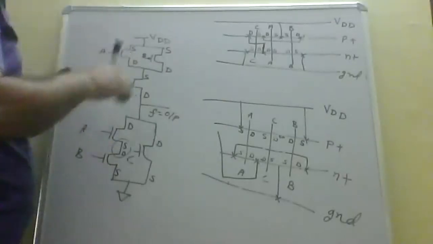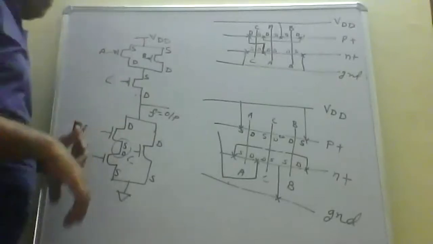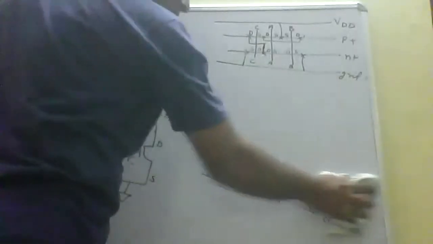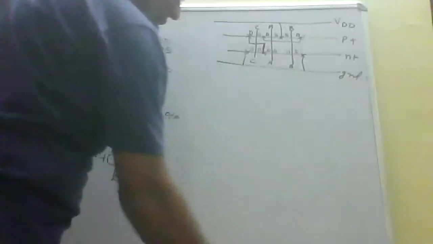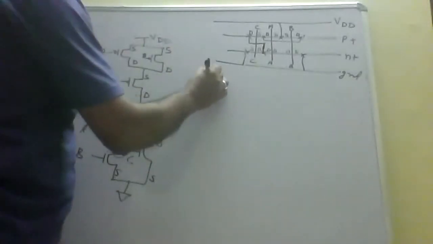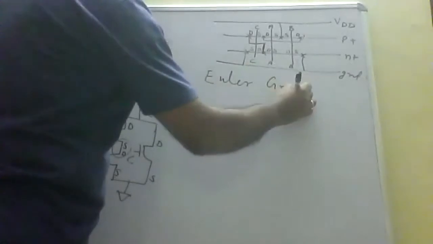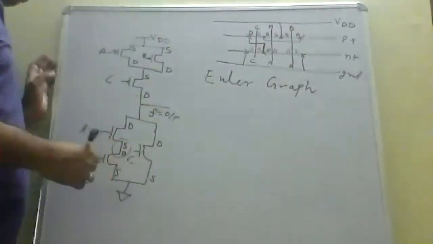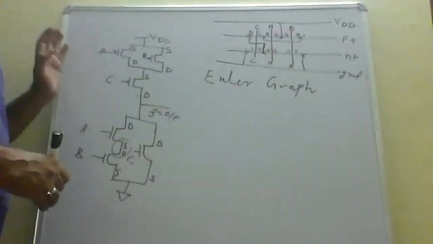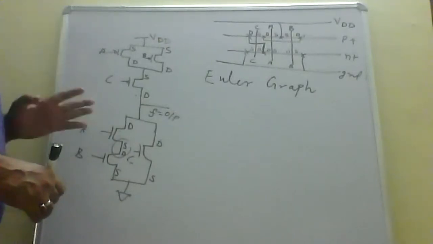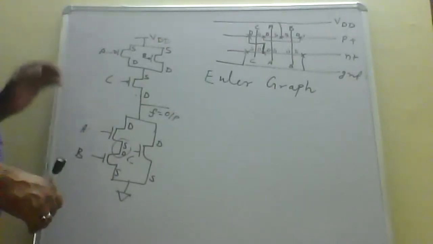Now, how do I choose this CAB? It is not random. There is a fixed law that is given by Euler, and that is our last topic, Euler graph. This is used to generate the polysilicon if there are more than 2 transistors. Otherwise, there will be a possibility of breaking of actives.